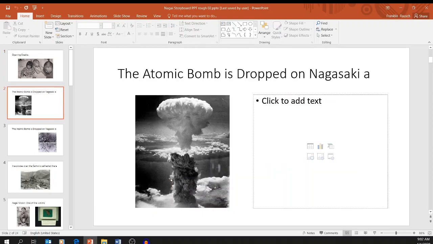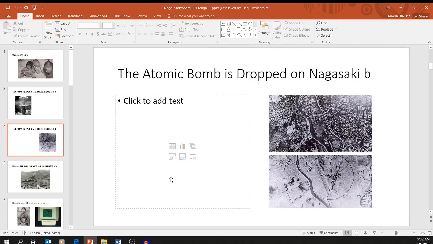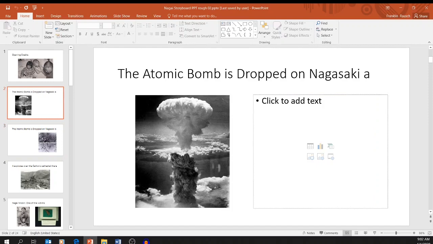But my second part of my storyboard was just saying that, hey, the atomic bomb was being dropped on Nagasaki. And I have an image associated with that. That's part of the whole idea of a storyboard, is that you have an image that sets the scene. And then I have another one, the atomic bomb is dropped on Nagasaki B. So I wanted to make a point here. I wanted to emphasize the damage that was done through the atomic bomb.